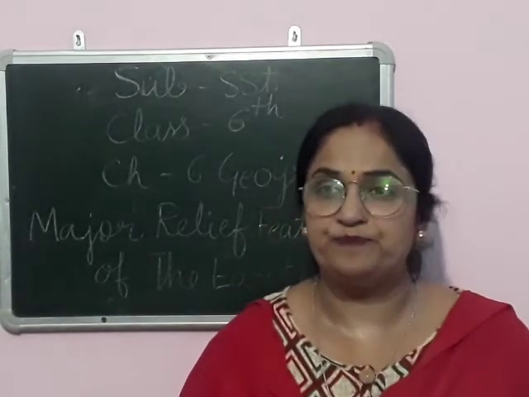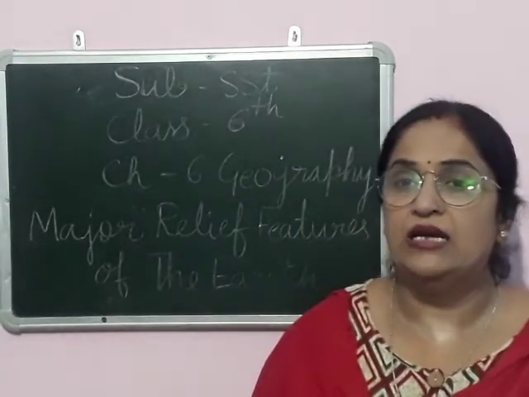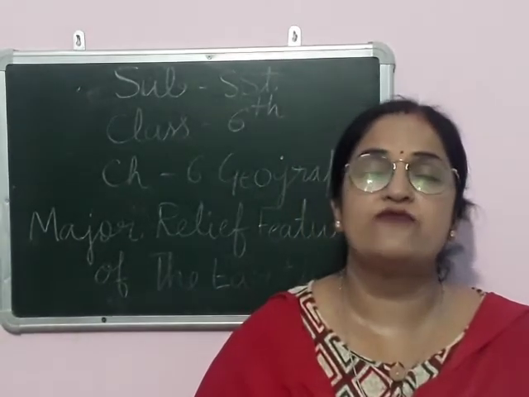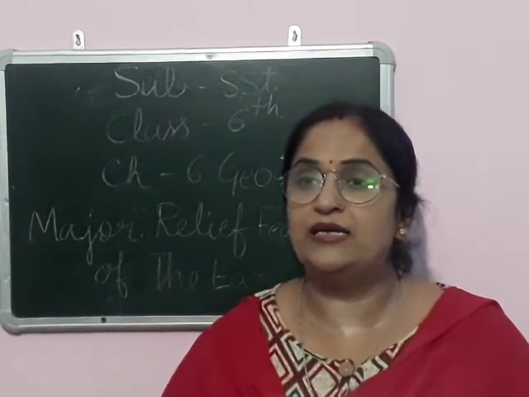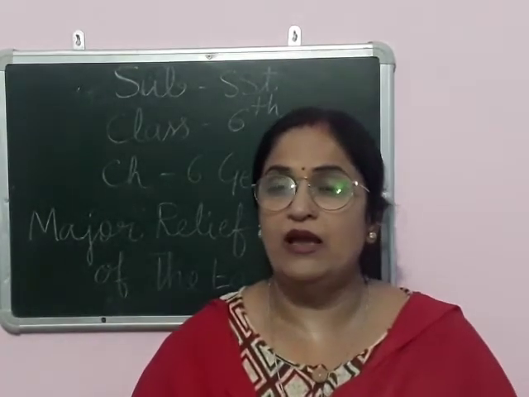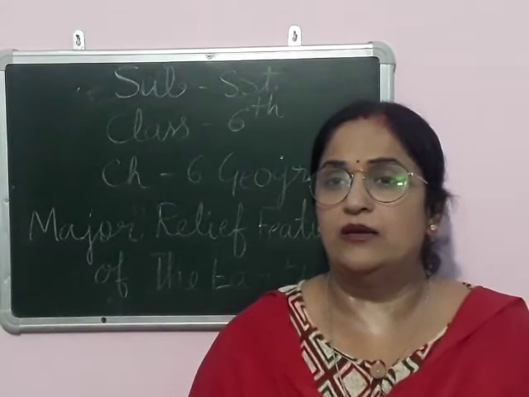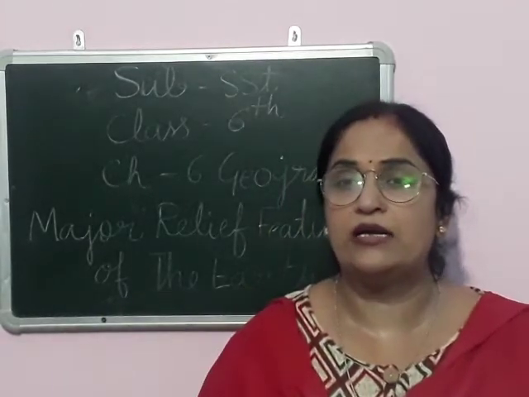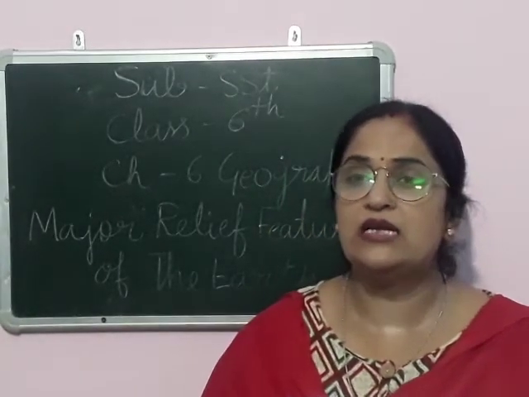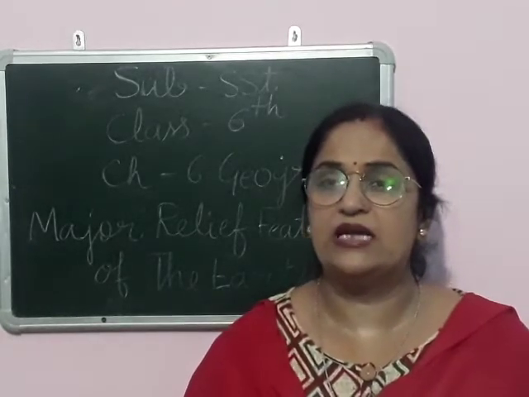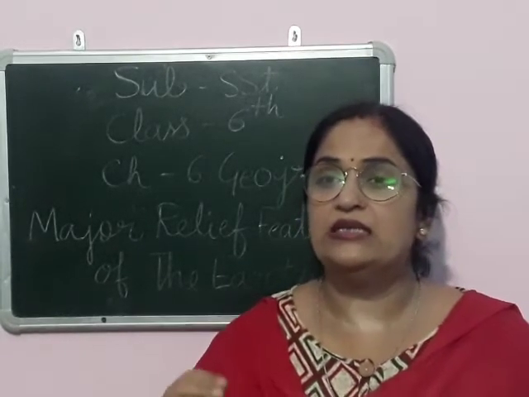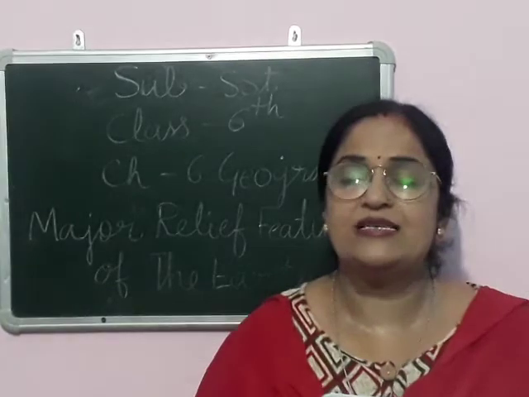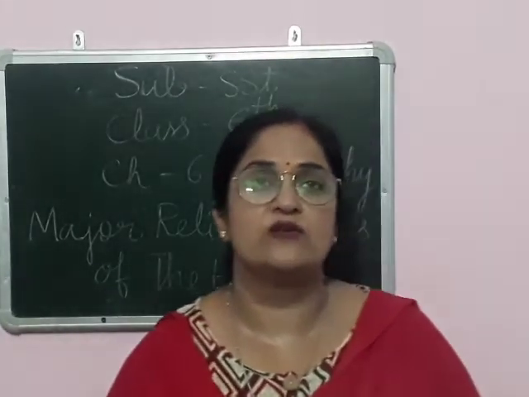Now another type is erosional plain. What are erosional plains? These plains are formed by the persistent and continuous erosion of all kinds of uplands. The surface of such plains is hardly smooth. For example, the Canadian Shield and the West Siberian plains are erosional plains.